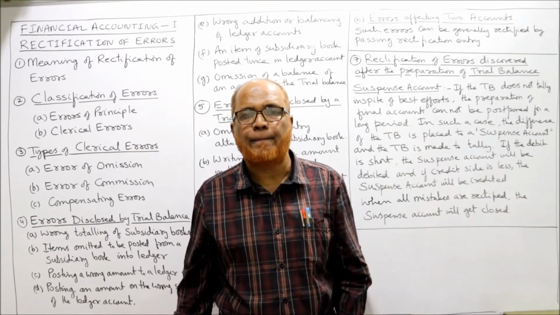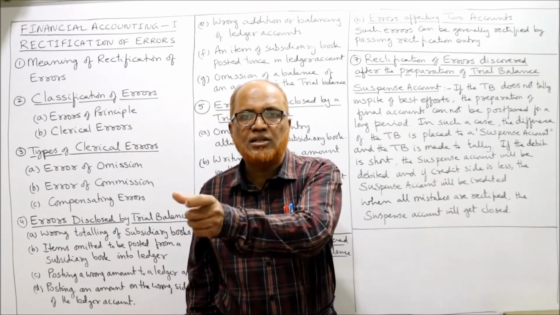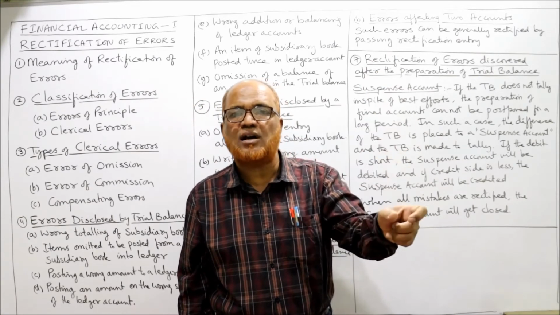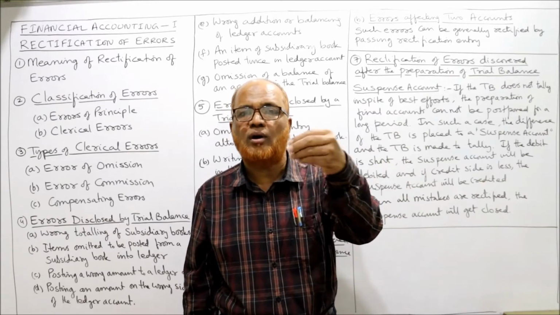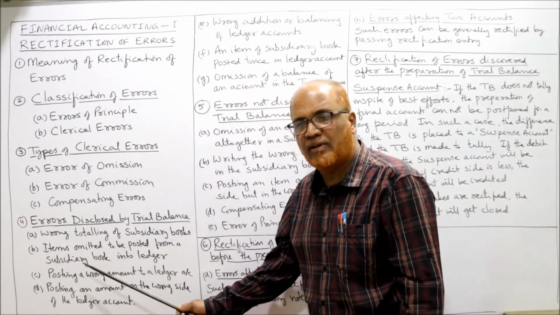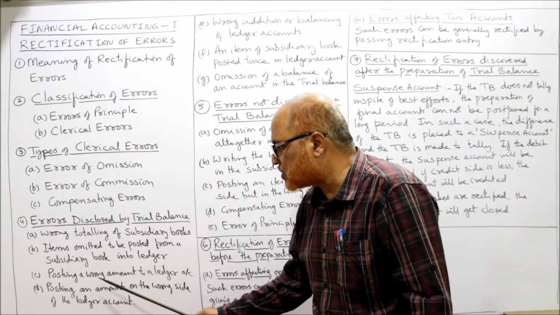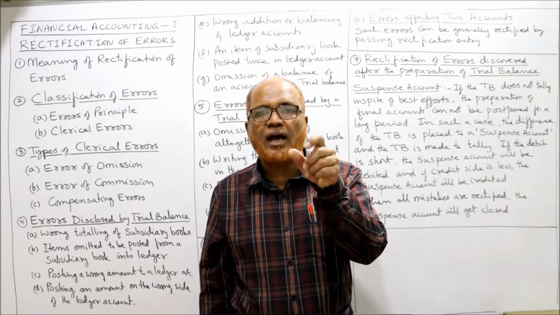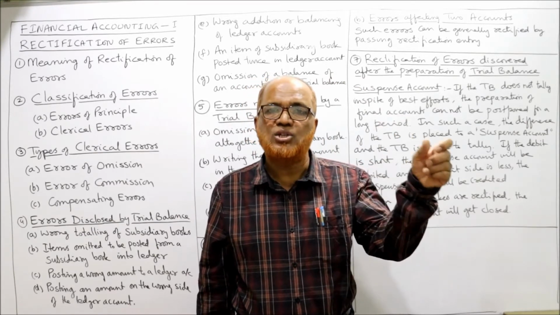Your trial balance will not tally, because the debit side you have taken correctly, purchase account you have taken correctly, whereas parties account should be credited. 1 party you have ignored, you forgot, omitted to be posted. This error will again be disclosed. Next, third one, posting a wrong amount to a ledger account.